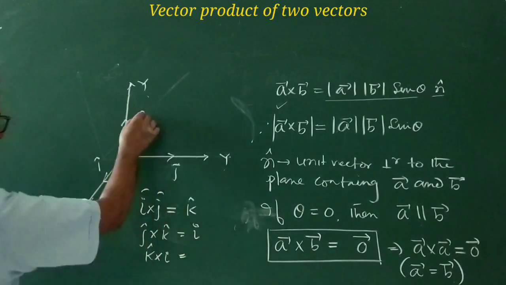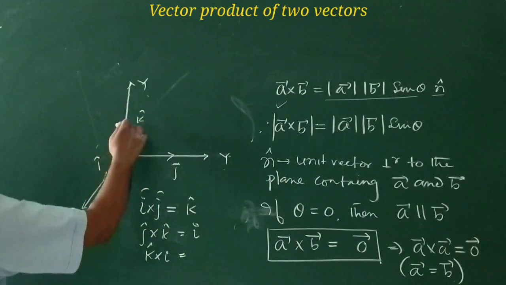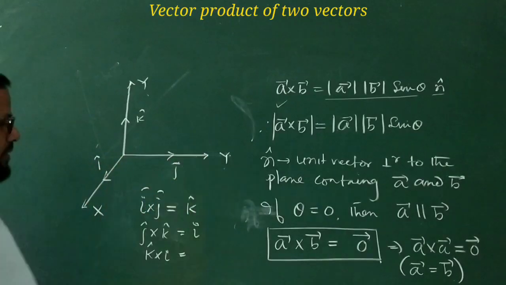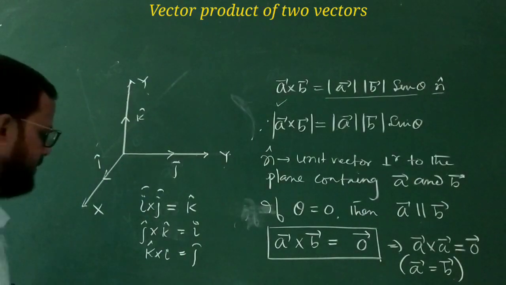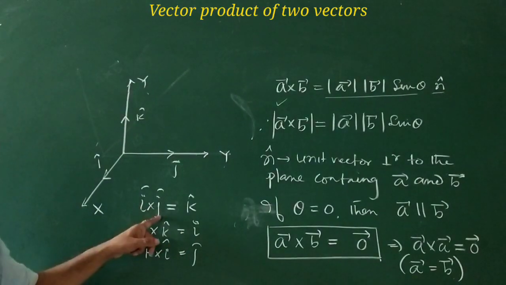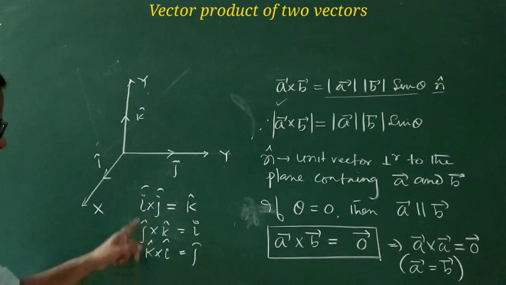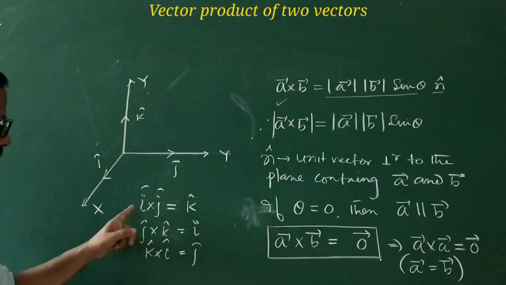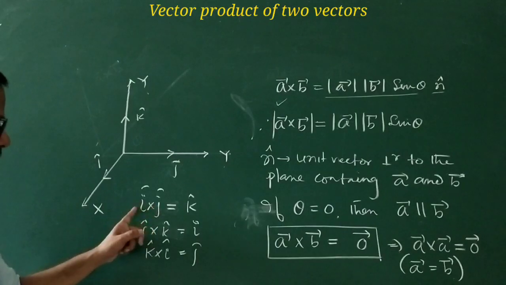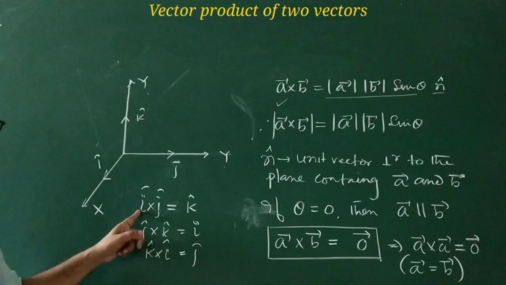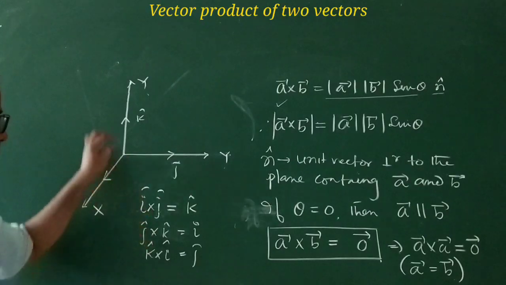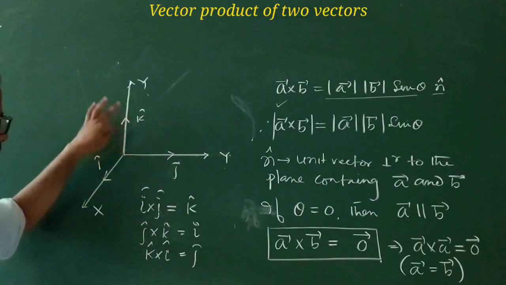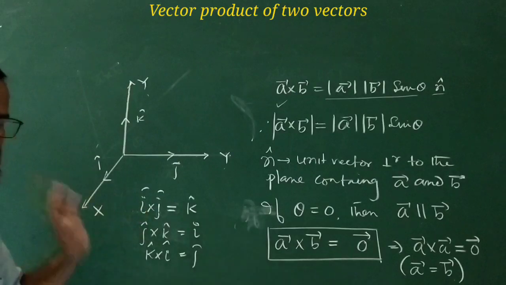k cross i, the vector perpendicular to both, which is j cap. All of these, i cross j, j cross k and k cross i, are vector products of unit vectors. The vector product of i cap and j cap is a vector which is perpendicular to both i cap and j cap. So physically we say that the perpendicular vector of i cap and j cap is k cap. So k cap is equal to i cross j.